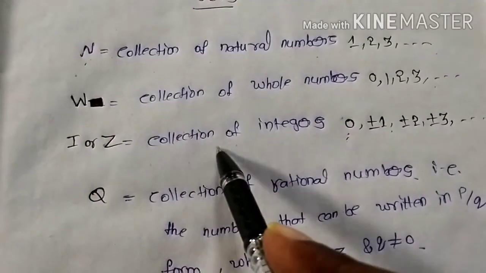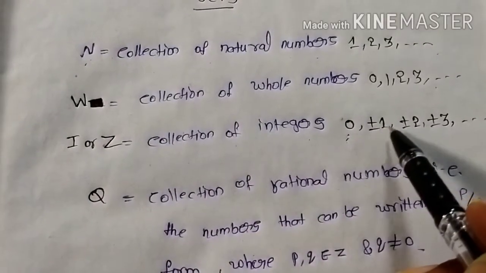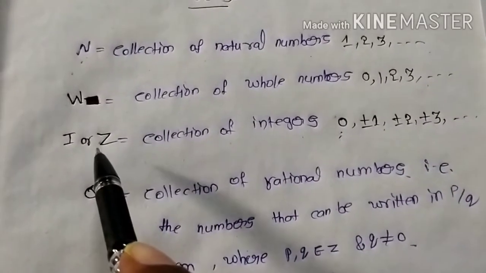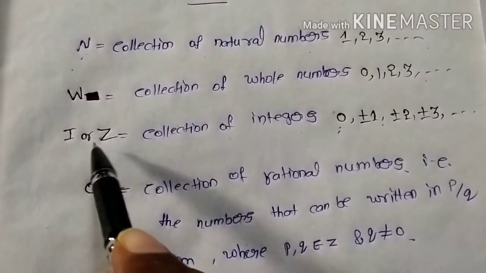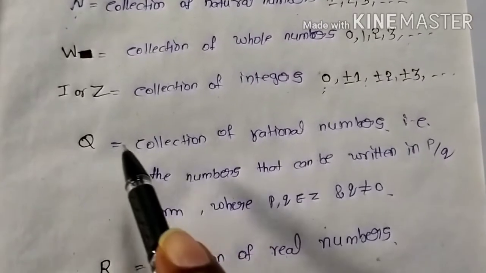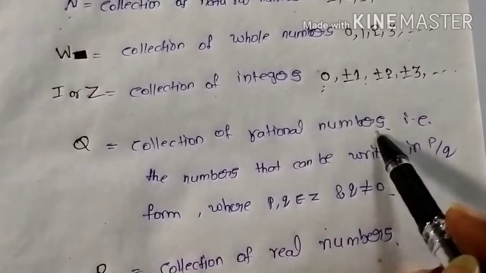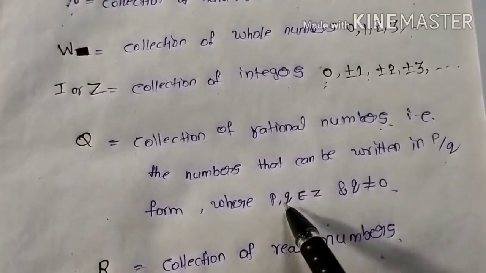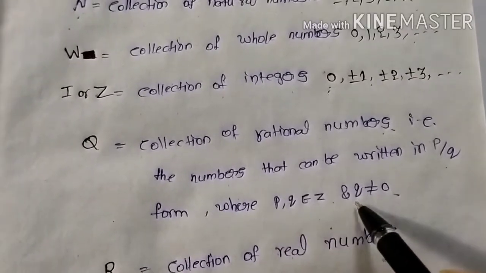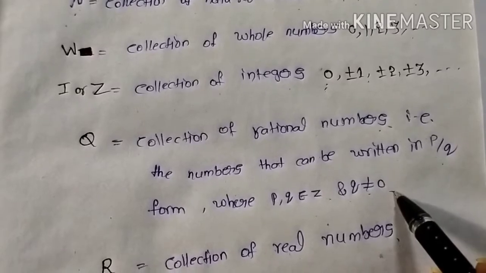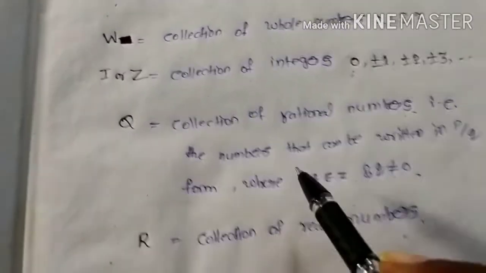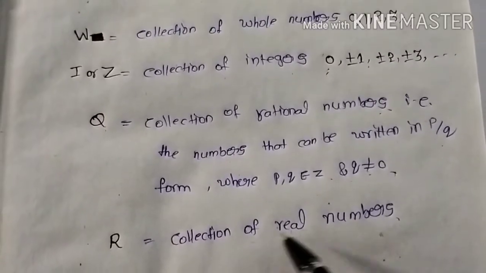Next, the collection of integers 0, plus or minus 1, plus or minus 2, plus or minus 3 and so on. These are represented by I or Z. Yes or no? Next, rational numbers. Rational numbers are represented in the form of P by Q, where P and Q are integers and Q is not equal to 0, which are represented by Q only.